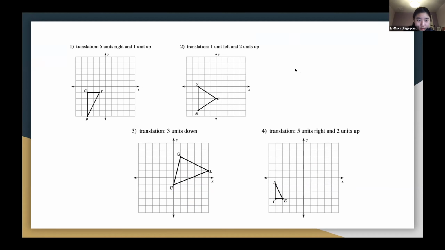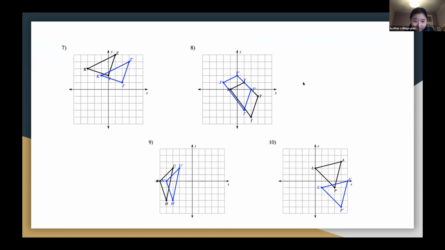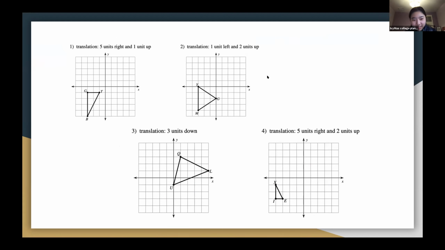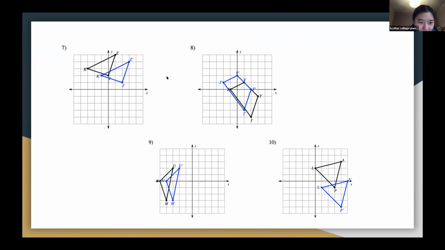Let's move on. Here's the clearest graph. So right now you're going to describe the problem right here, like the translation, for example. Never mind. Let's do an example first together.